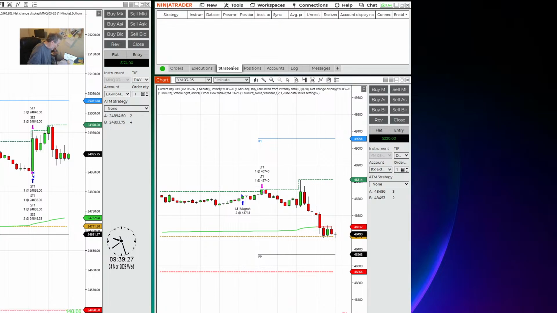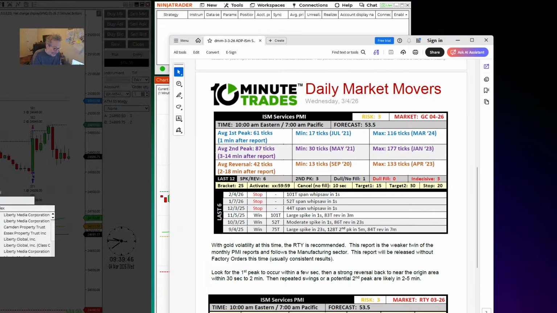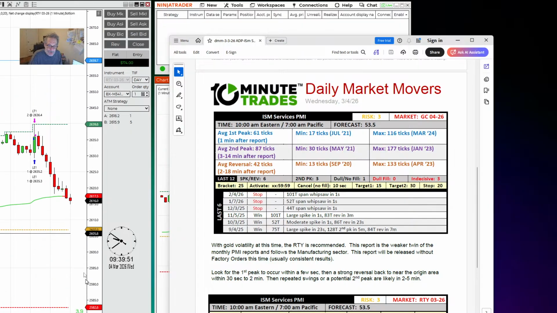Now, there is a gold trap. That is risky as an animal. It's very risky. It's not even on the chart on the DMM. So I'm going to trade RTY on ISM services. The question is, can we get away with a 20 bracket?